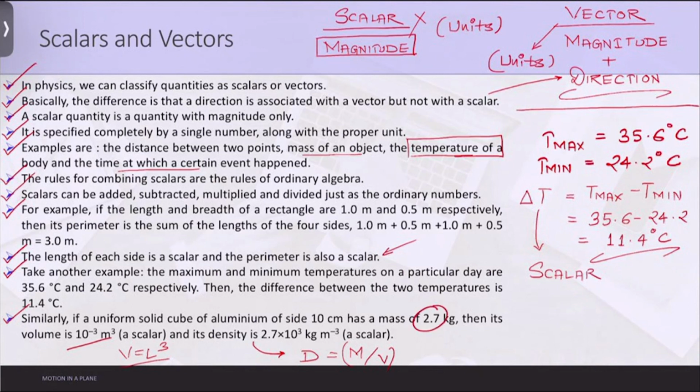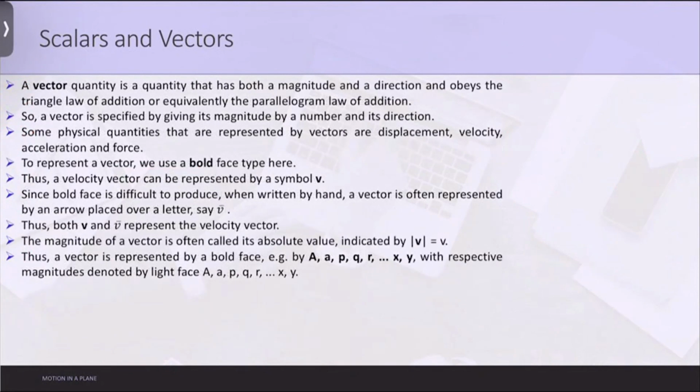Volume is given to you in the question, or we just calculated it, and therefore this is also a scalar. Because length is a scalar, any multiple of length will also be a scalar. Mass is simply a scalar, so mass by volume, that is basically scalar by scalar, will also be a scalar quantity. So that is the explanation being done here. This complete slide was based upon your scalar explanation. Now let us move on to vector.